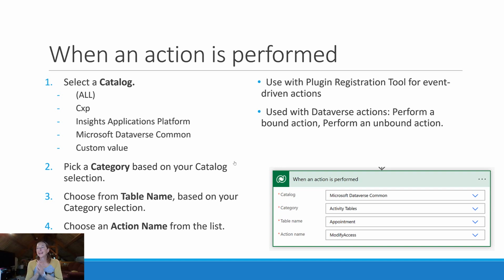It'll be cool though. So our third one here is when an action is performed. This one is far more technical than the others. I have never used this. Developers will definitely use this. So when you pull this trigger in, there are 4 things that you're going to configure. The catalog. It's all CXP Insights Application Platform, Microsoft Dataverse Common, or a custom value. Then you're going to pick your category, which will be based upon what you selected in catalog above. Third, you will select your table name, again, based on that category selection, and then your action name.